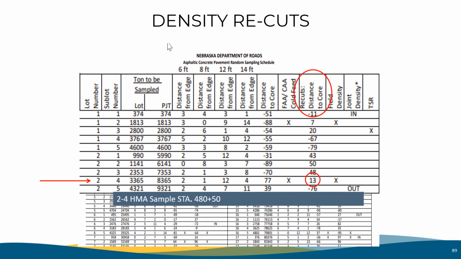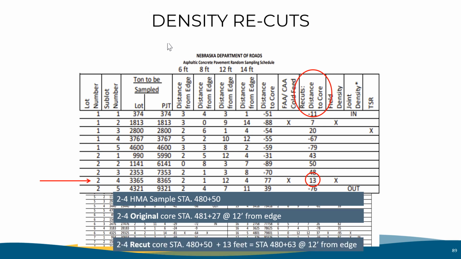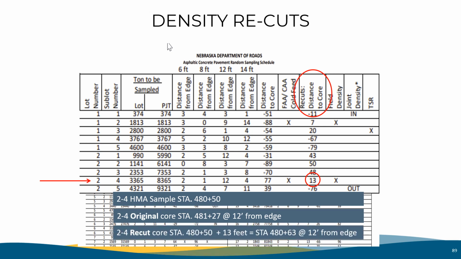The original core was taken at station 481 plus 27 at 12 feet from the edge. The new recut for 2-4 is 480 plus 50 plus 13 feet, which equals sampling at station 480 plus 63. The offset for the recut will remain the same as what is established in the RSS. This example is 12 foot from the edge.